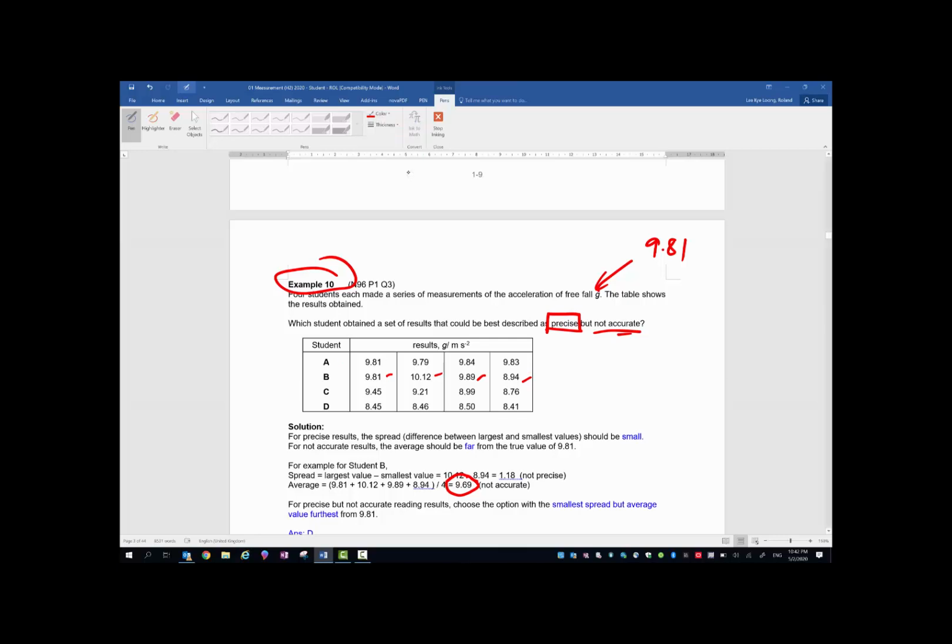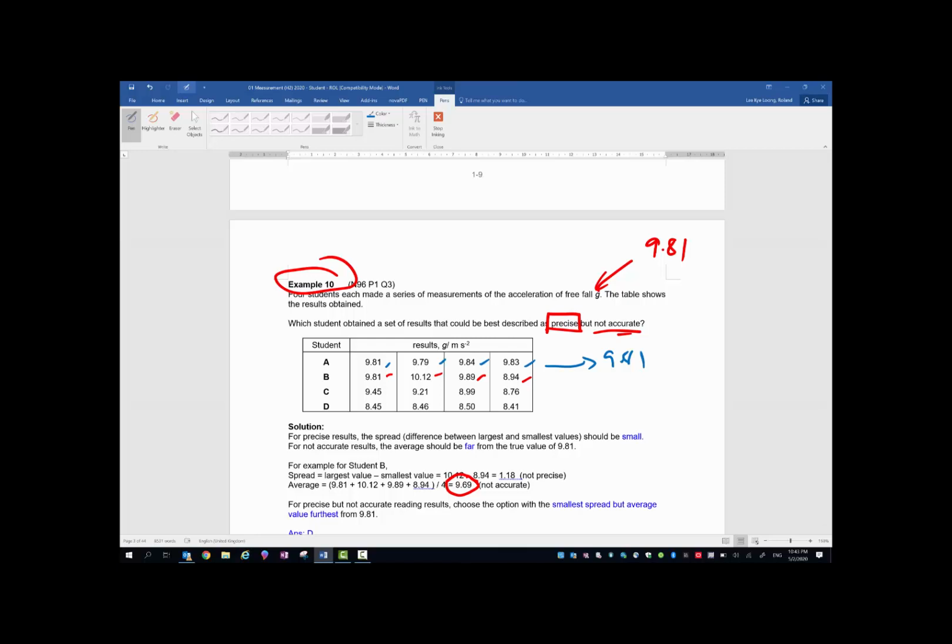Student A, is it accurate? If you average out, yes, it's about 9.81. So student A is accurate. Okay, so I hope you know the difference between accurate and inaccurate. So student A accurate, student B not accurate, student C not accurate, student D not accurate.